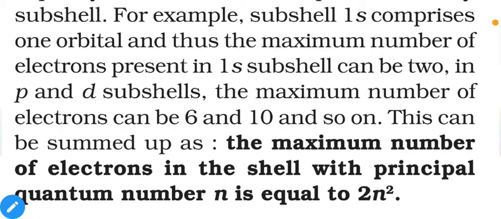So, summed up, the maximum number of electrons in the shell with principal quantum number n is equal to 2n². That means if n is equal to 1, then 2 multiplied by 1 squared will be 2. If n is equal to 2, you will get 8 electrons present in it. For principal quantum number 3, you will get 18 electrons.